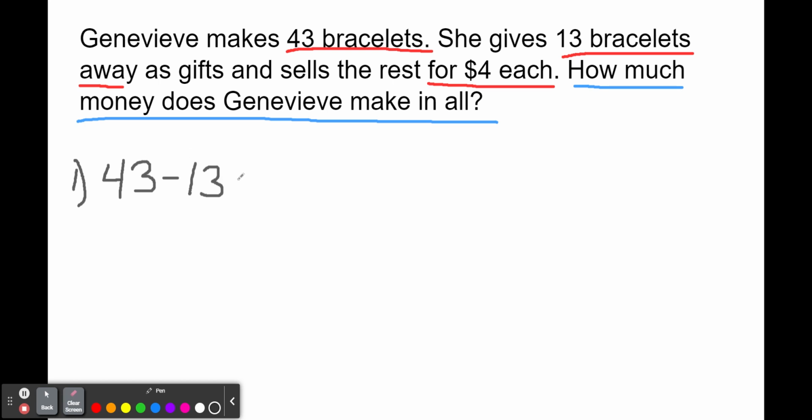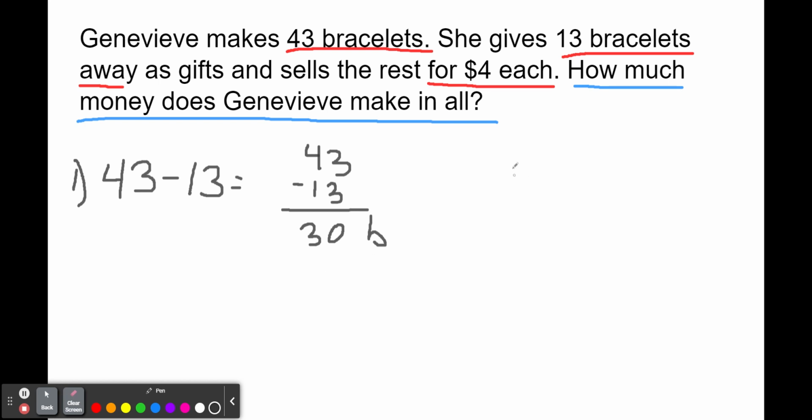So if I do that, let me go ahead and rewrite this in standard algorithm form. If I have 43 and I take away 13, so I have 0 ones left. 4 tens take away 1 ten is going to give me 3 tens. So I have 30 bracelets left over. So Genevieve has 30 bracelets. I put down B for bracelets. Okay, so now we have 30 bracelets that we can work with.